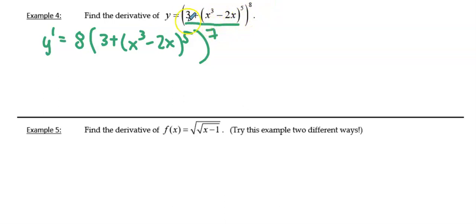Now I'm going to look at what's inside of here, the derivative of this. Well, the derivative of 3 is, again, 0, so I don't care about that. So now I'm going to find the derivative of this. Again, I got to move the 5 down. And just like before, we're going to leave what's inside of the parentheses alone: 3x cubed minus 2x to the 4th power. And we're going to be done with that.